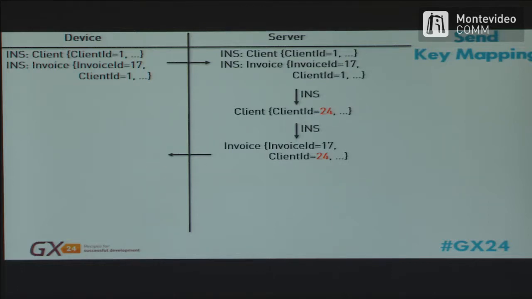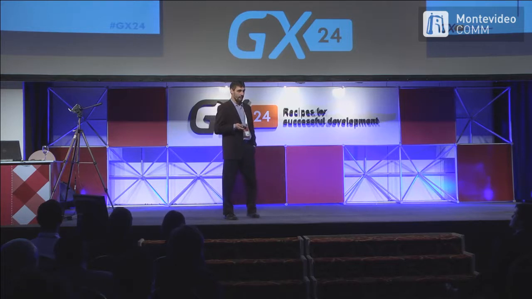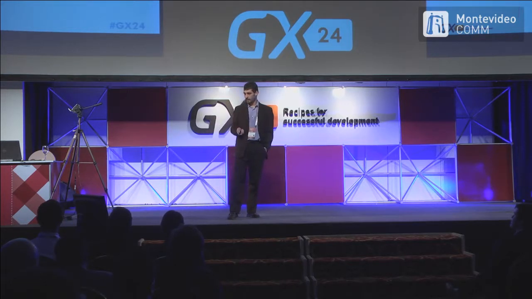When this responds to the device telling that everything was okay, it also notifies the new changes done in primary and foreign keys. So the device applies those changes. This is not receiving data. This is just for the data that were sent. It applies the corresponding mappings. And if further on you enter another invoice for that client, it will have the correct identifier that it has on the server.